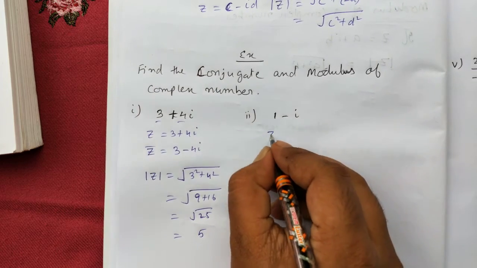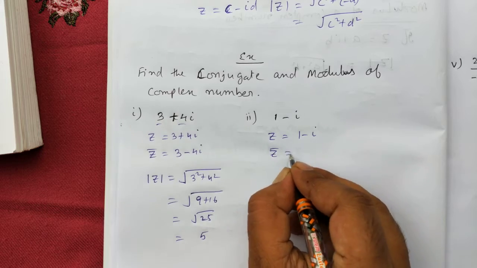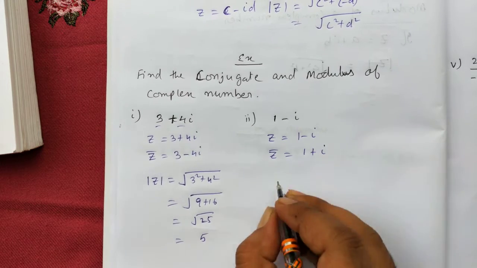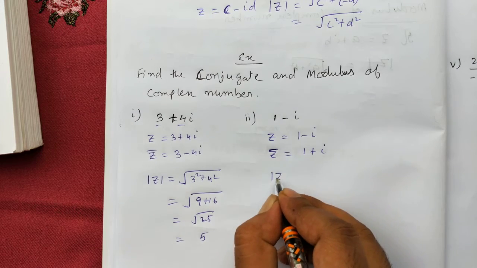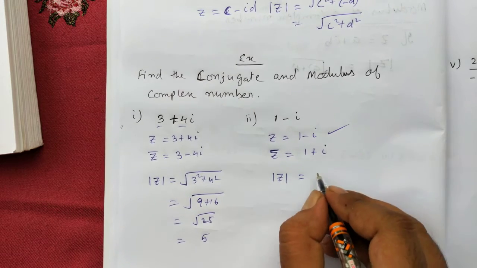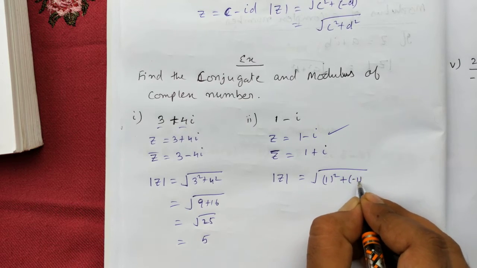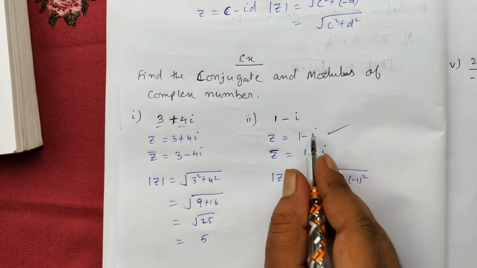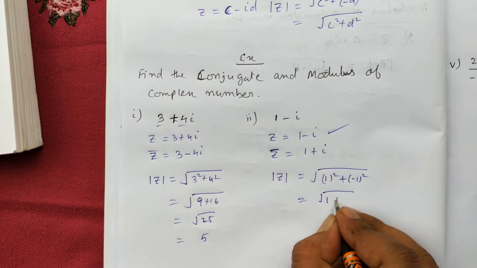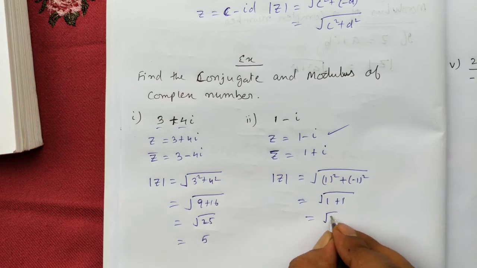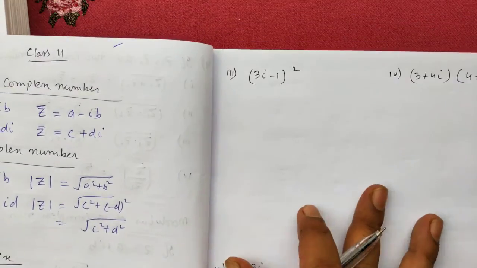Similarly, if z is 1 minus i, the conjugate will be 1 plus i, and for the modulus we take 1 square plus minus 1 square. The coefficient of i here is 1, though no number is written. So we get 1 plus 1, that is root 2. Clear?